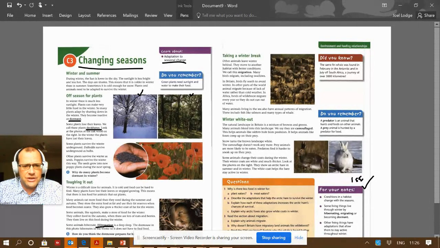Hibernation is another strategy organisms use. They hibernate or become dormant during the winter. Here's a dormouse, hibernating. They feed during the summer, put on loads of weight and fat reserves, and then they hibernate during the winter. It's kind of like a sleep. They can wake up during this period, but they'll be very groggy and very soon go back to sleep again.